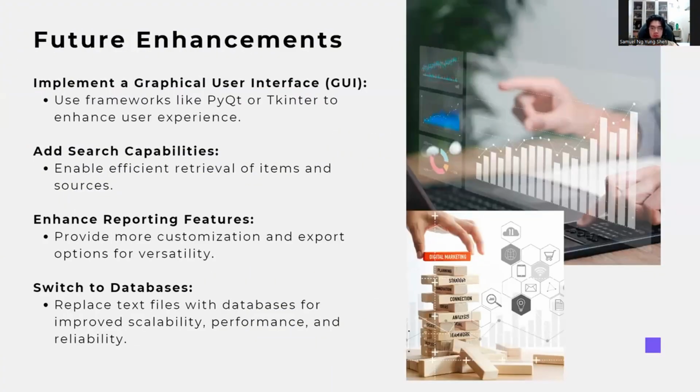So now onto the suggestions for future improvements and enhancements. To enhance the usability and functionality, firstly, implementing a GUI, graphical user interface, with frameworks such as PyQt or Tkinter will greatly improve the user experience. Moreover, adding search capabilities would allow users to efficiently retrieve certain items and sources. Additionally, enhancing the report features to provide more customization and export options can increase versatility. Lastly, switching from text files to a database improves scalability and data management, resulting in higher performance and reliability.